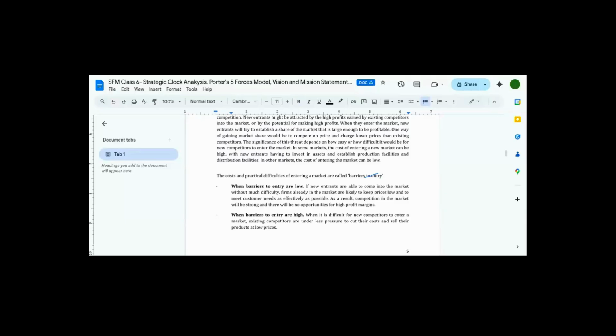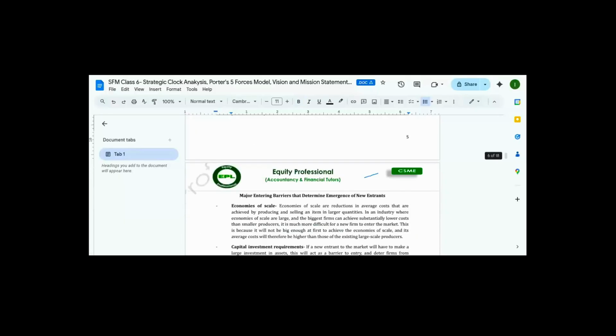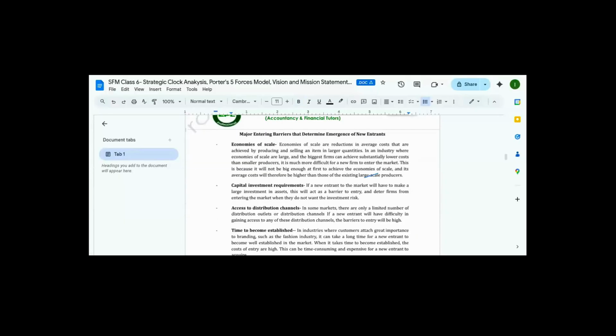But in a situation whereby we place a trade restriction, entry barrier, when the barriers to entry are high, then it is difficult for new competitors to enter a market. And all the existing competitors will not be under pressure to cut their costs and sell their product at a lower price. So Porter advised setting high entry barriers to limit the number of new entrants that will enter the market.